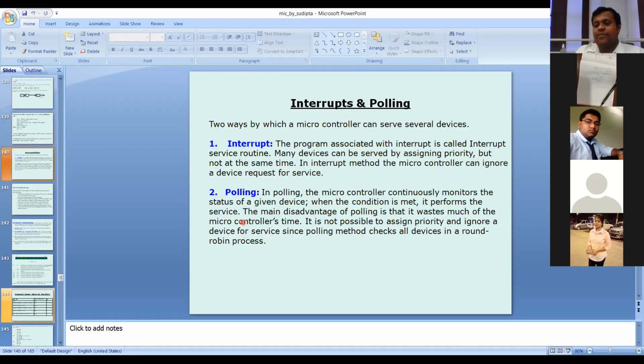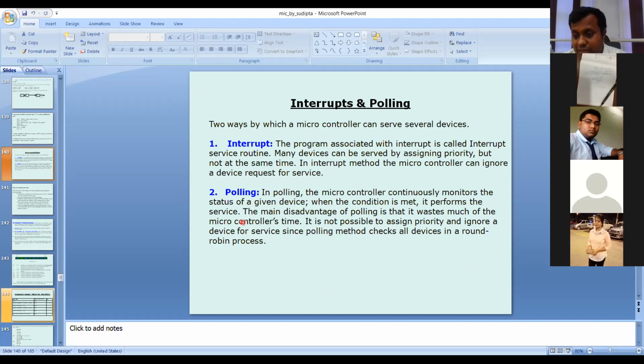Interrupt and polling is a very important topic. What is called interrupt and what is called polling? Interrupt means you can ask any question at any time. But in polling, you cannot ask at any time. I will ask whether you have any questions, then you can ask. It is like a round robin process.